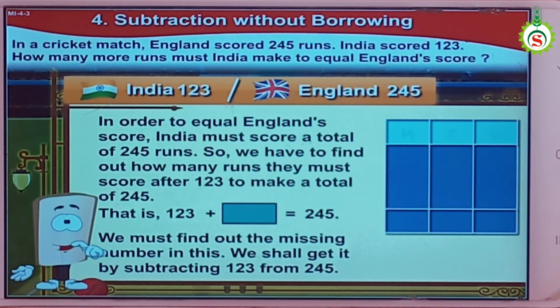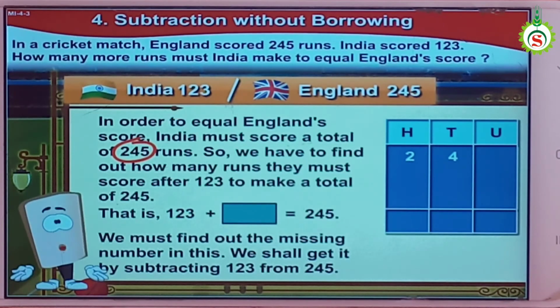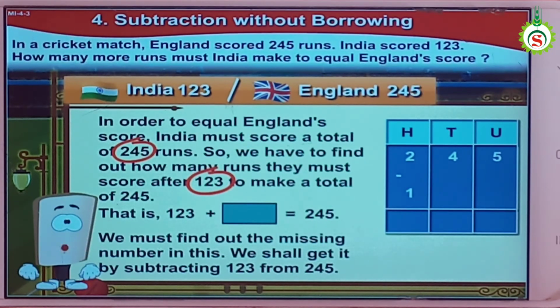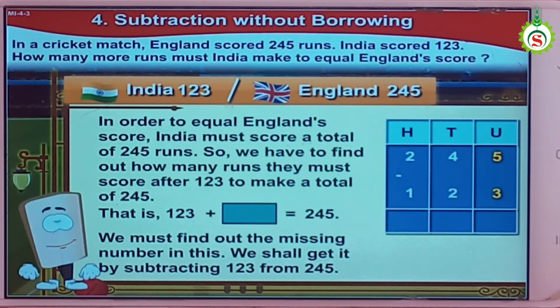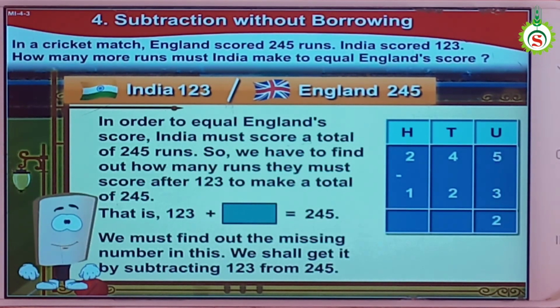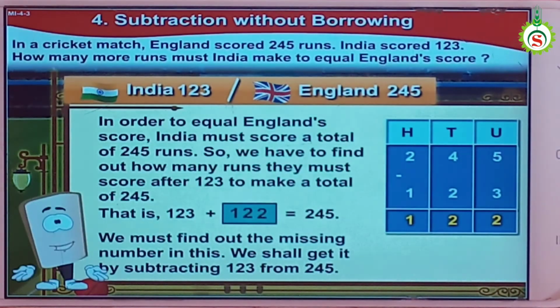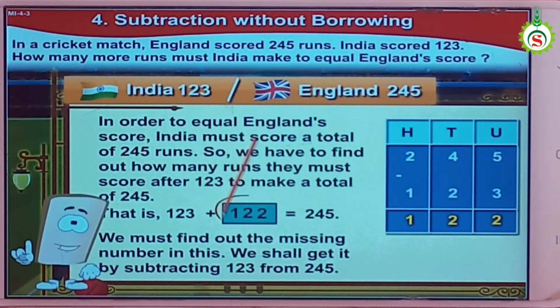So we will arrange them in vertical order, writing H, T, O. 245 is 200, 4 tens, 5 units, minus 123. That is 100, 2 tens, 3 units. Now 5 minus 3 is 2. In the tens column, 4 tens minus 2 tens is 2 tens. In the hundreds column, 2 hundreds minus 100 is 100, which means the answer is 122. Therefore, India must make 122 runs more in order to equal England's score.